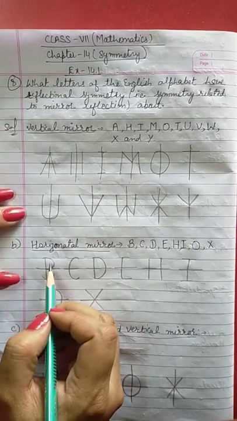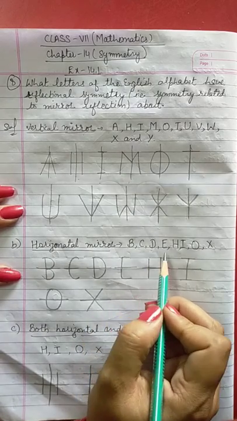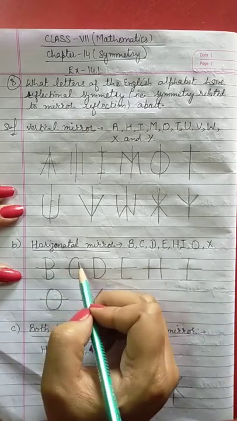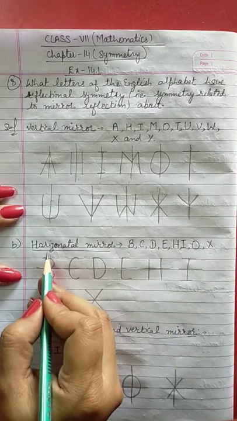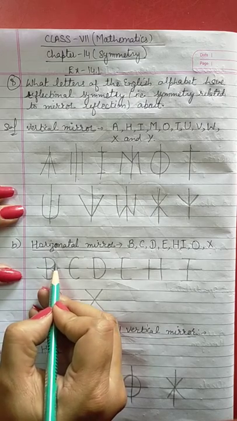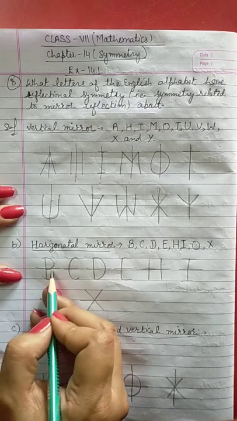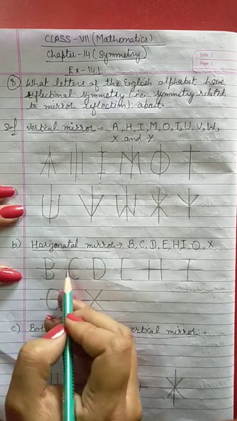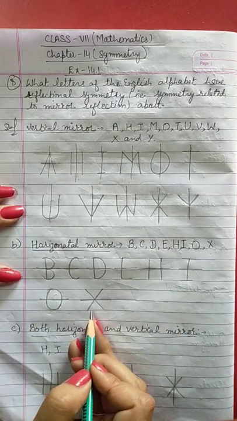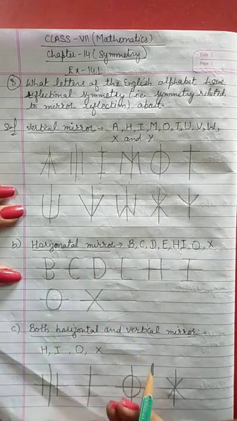Then same here horizontal mirror, you can see here I have written B, C, D, E, H, I, O, X. They are having horizontal. See, if we draw here B like this line of symmetry, then you can see here this one part will not overlap this, so it is having like this only. So it will be like this. It means to say here now B, C, D, E, H, I, O and X.